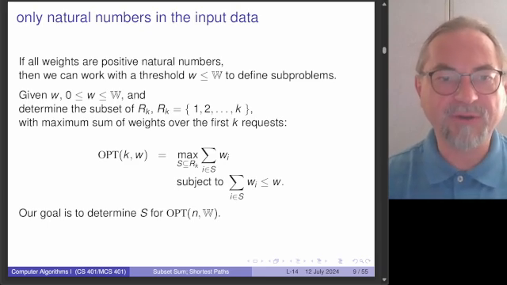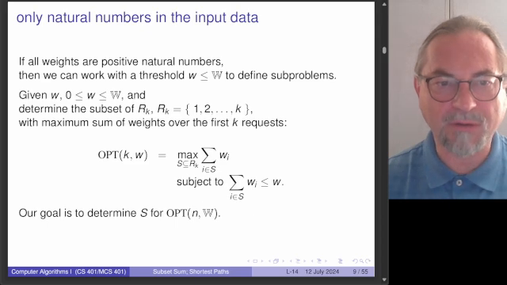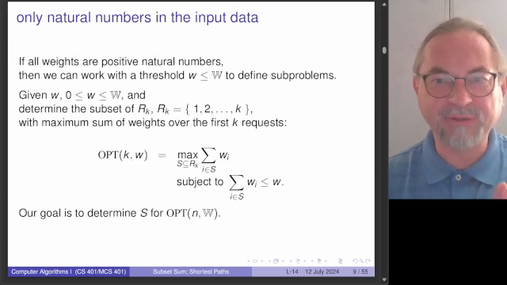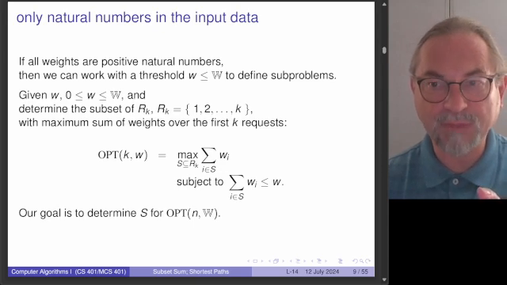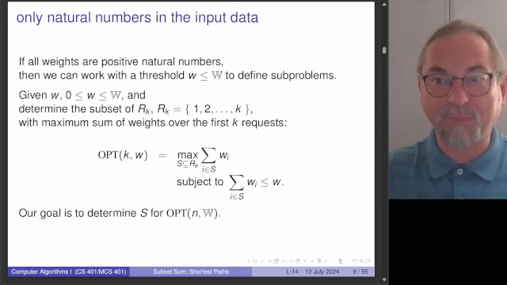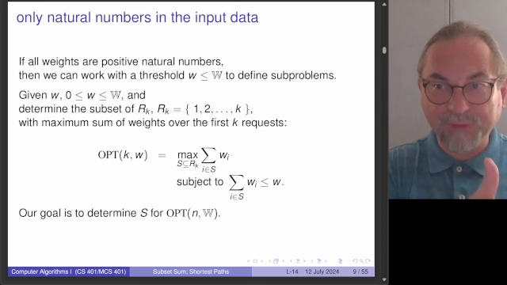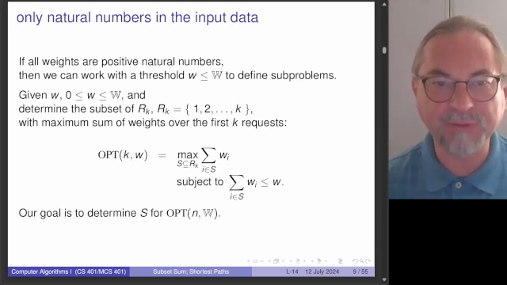Here we consider the optimal value of considering the first k requests. And the bound that we will consider, the big W, since it is a natural number, it makes sense to consider all possible values, since there are now finitely many, between 0 and that big W. So the little w is actually a parameter.